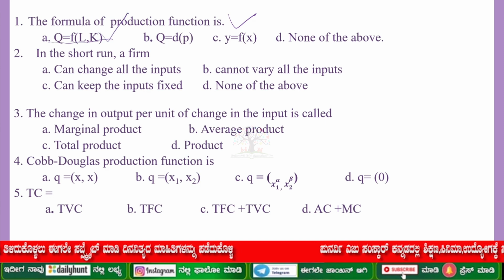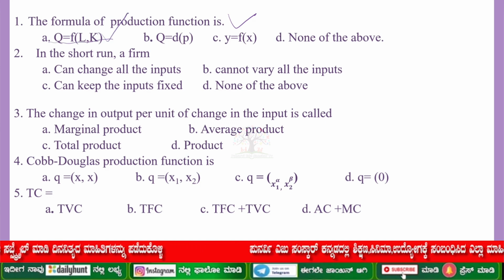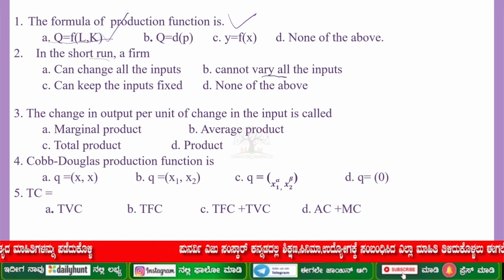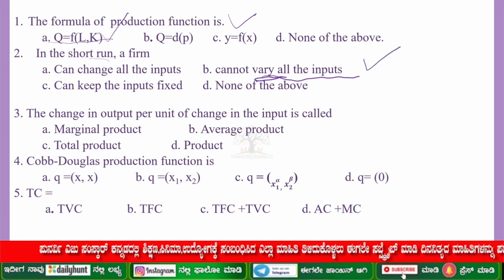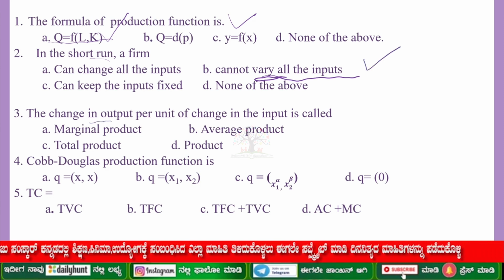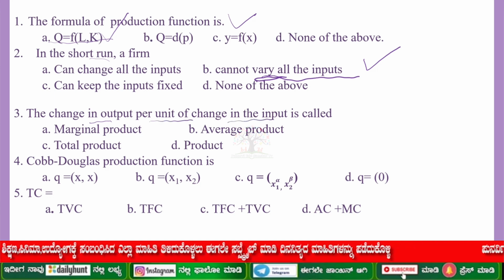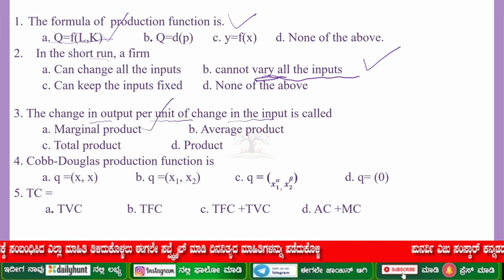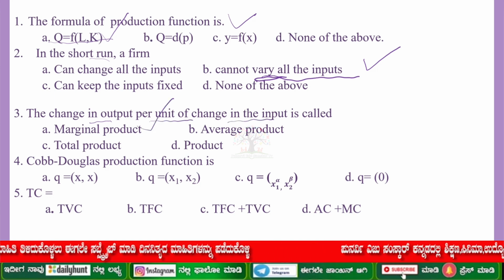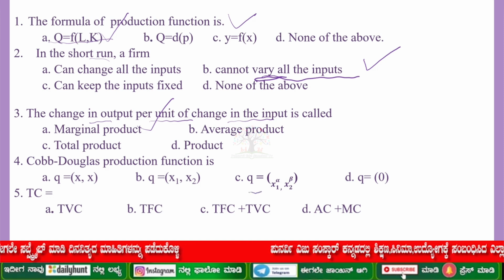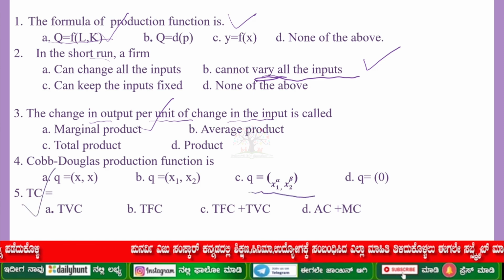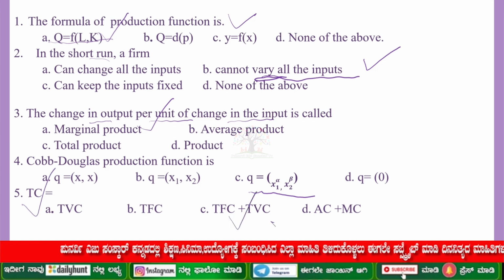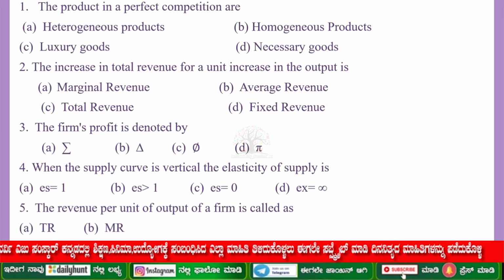In the short run, a firm cannot vary all inputs. Change in output per unit of change in input is called marginal product. The Cobb-Douglas production function is Q = x1^α x2^β. TC = TFC + TVC.